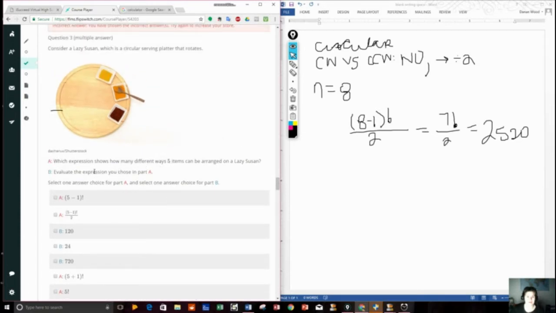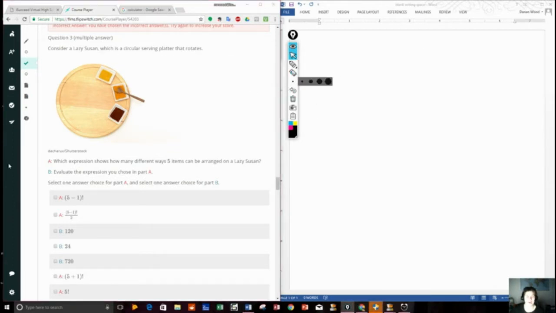Consider a Lazy Susan, which is a circular serving platter that rotates. A, which expression shows how many different ways 5 items can be arranged on a Lazy Susan, and B, evaluate the expression you chose in part A. Alright, so it is circular. So that's the first thing.